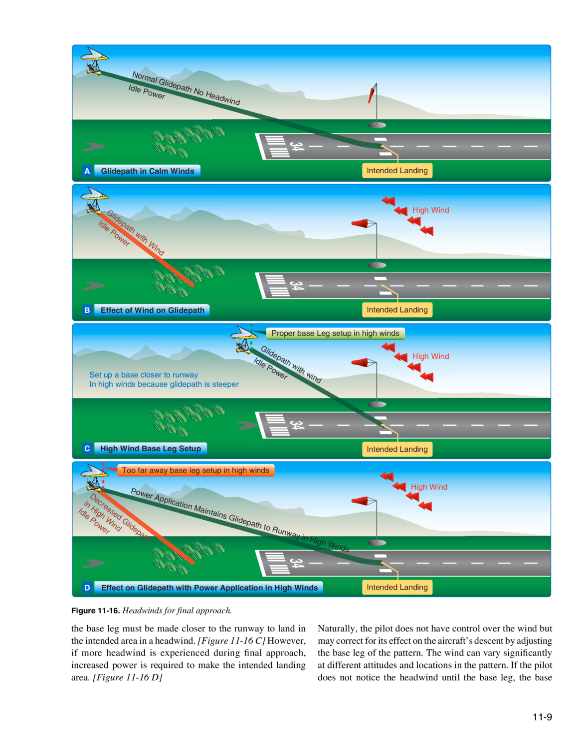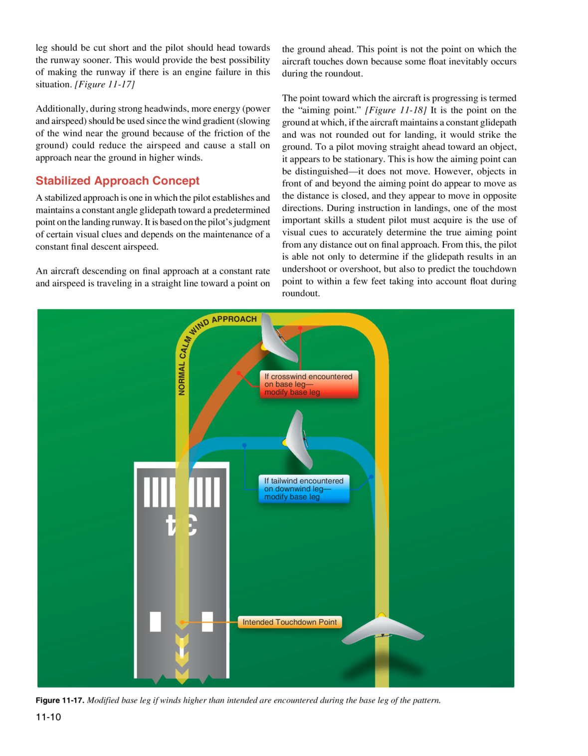Figure 11.16c. However, if more headwind is experienced during final approach, increased power is required to make the intended landing area. Figure 11.16d. Naturally, the pilot does not have control over the wind but may correct for its effect on the aircraft's descent by adjusting the base leg of the pattern. The wind can vary significantly at different altitudes and locations in the pattern. If the pilot does not notice the headwind until the base leg, the base leg should be cut short and the pilot should head towards the runway sooner. This would provide the best possibility of making the runway if there is an engine failure in this situation.